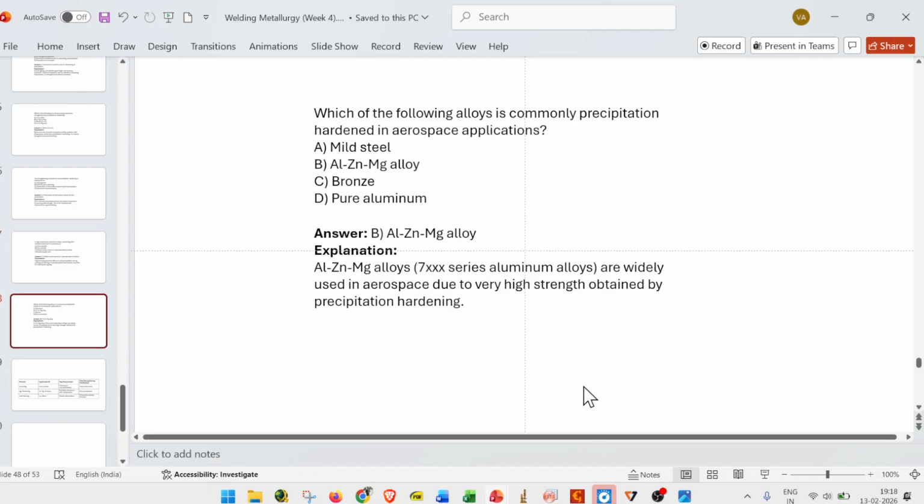Which of the following alloys is commonly precipitation hardened in aerospace applications? This is the aluminum, zinc, and magnesium alloys. That is the 7000 series of aluminum alloys. Okay, due to its high strength obtained by precipitation hardening.